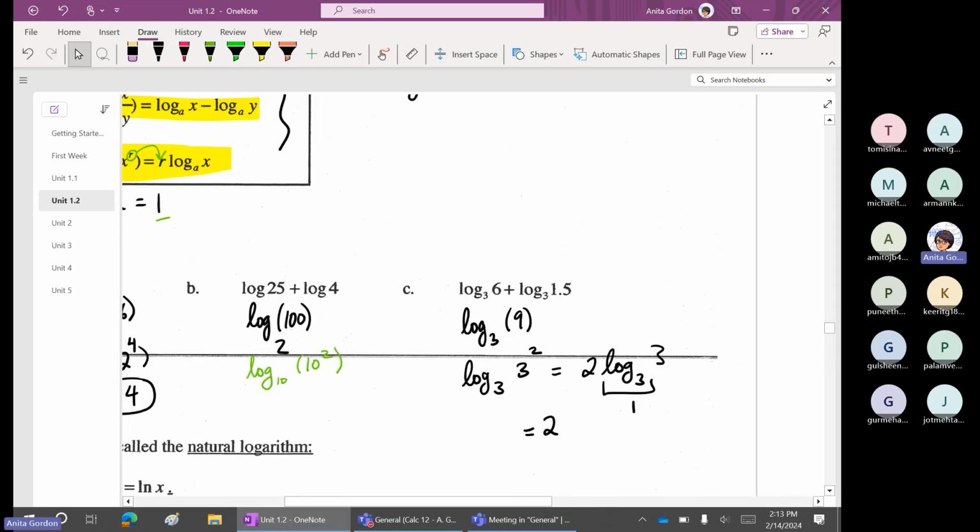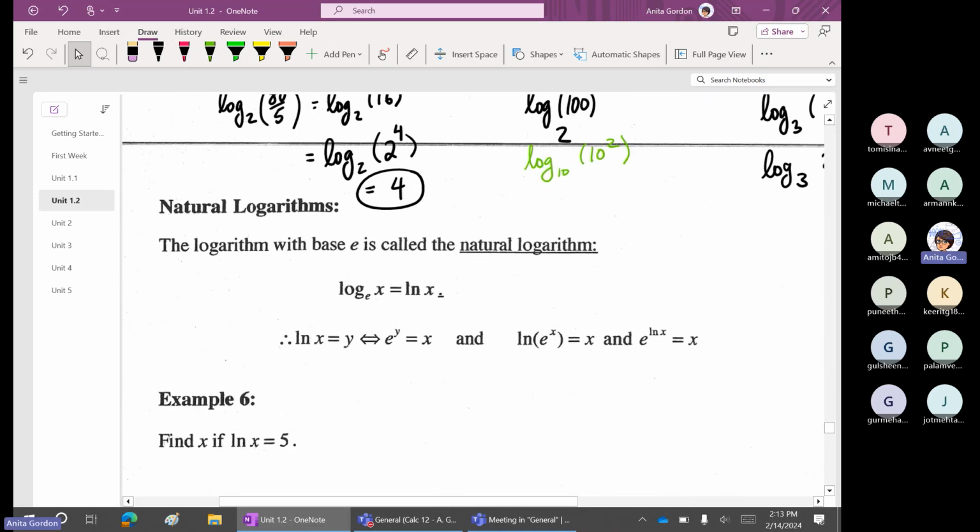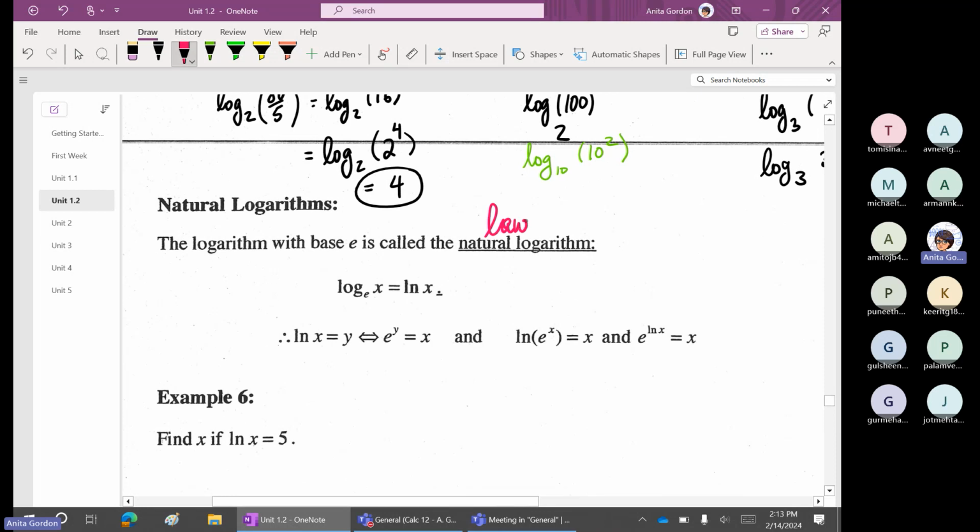Wonderful. We're going to do exactly the same thing, but with ln now. ln is the natural log. The only difference is the base is the letter e, but all the rules still apply the same way. So ln x is the inverse of e to the y, because it's like log base e.